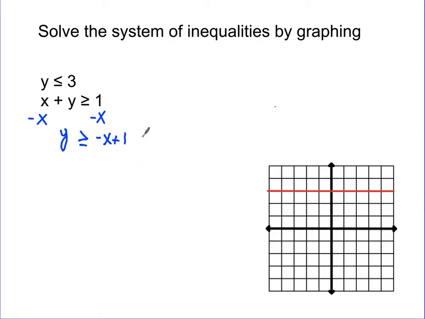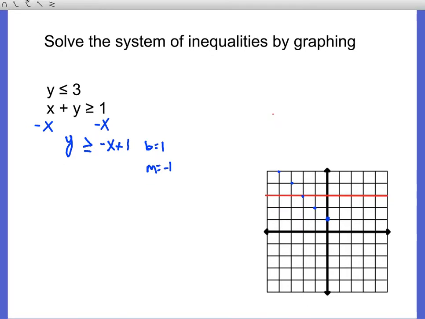And so here my y-intercept is 1, my slope is negative 1, and y-intercept is 1, slope is up 1, left 1. Okay, and that needs to be a solid line as well.